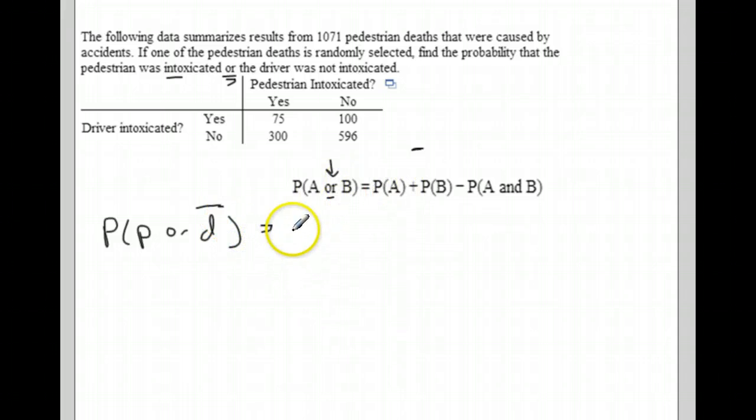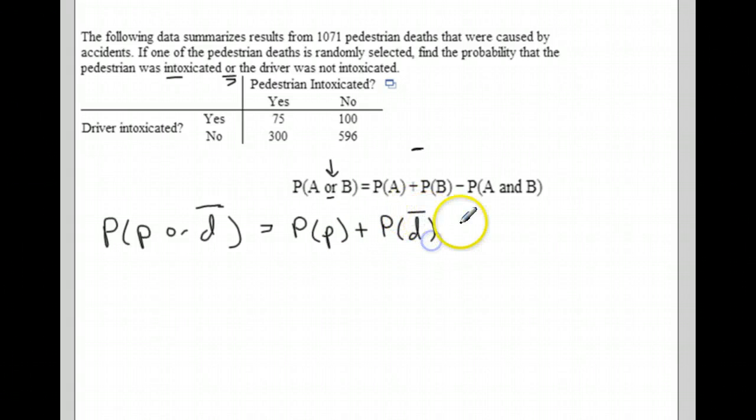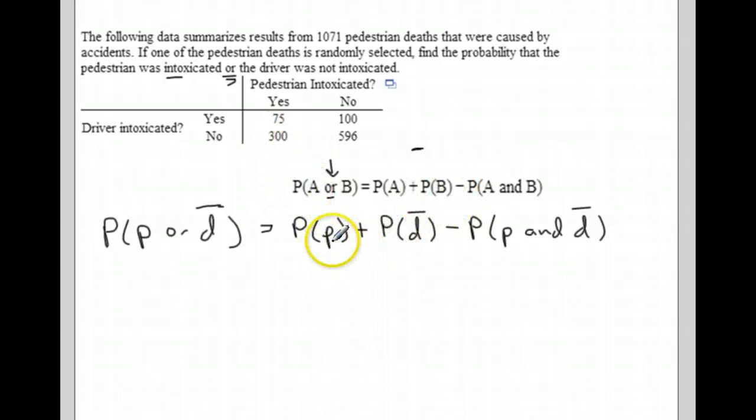According to this rule, that's the probability the pedestrian was, plus the probability that the driver was not, minus the probability the pedestrian was and the driver was not. We break it down into these simple groups because it's easy, especially from a table, to find the individual simple events' probabilities. And for the compound events, meaning we're grouping more than one together, it's easy to find an and versus an or in a table. It's just the intersection of those.